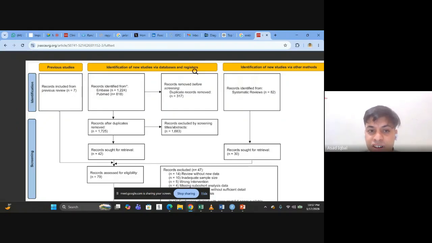Identification of new studies via databases and registries. So Embase, PubMed, this many articles there were, right? Duplicates, I told you yesterday: detect duplicates, you will click and run on detect duplicates, and you will resolve the duplicates. When the duplicates are resolved, you will have a specific number. For example, at the start, adding Embase and PubMed is equal to, for example, 500. And you detect duplicates of 50. So duplicates removed: 50. How much will you have remaining? It's 450, right? After that, you need to do screening of titles and abstracts.